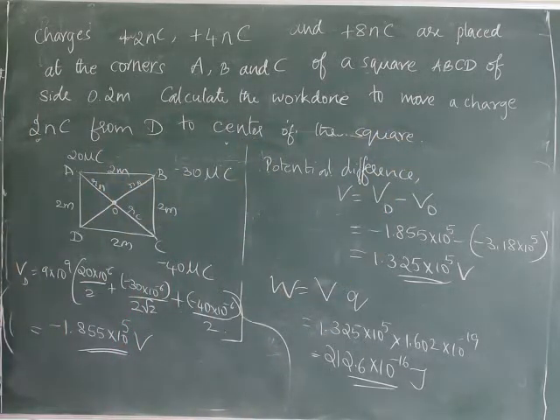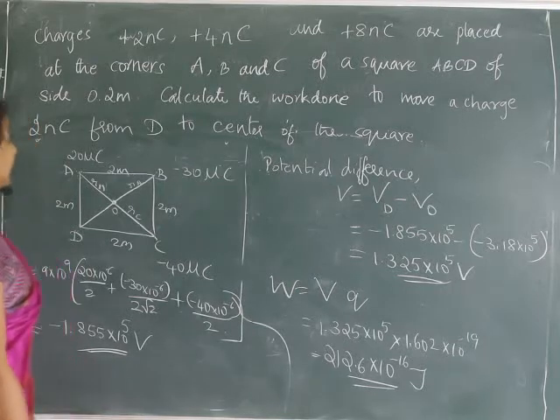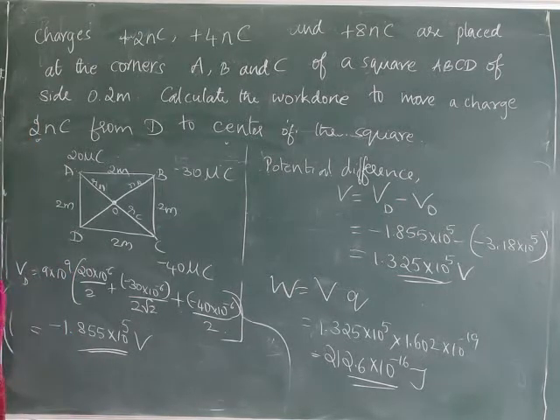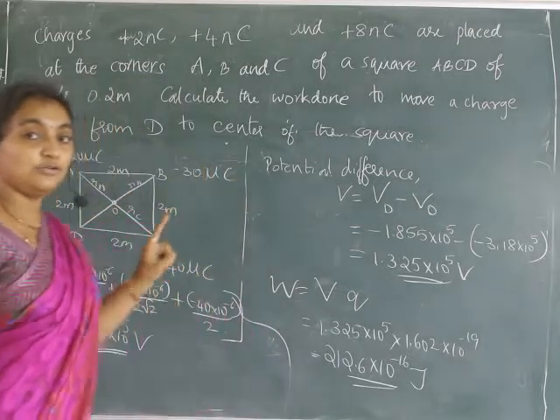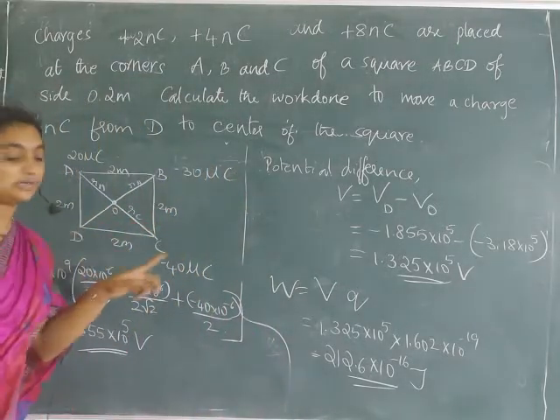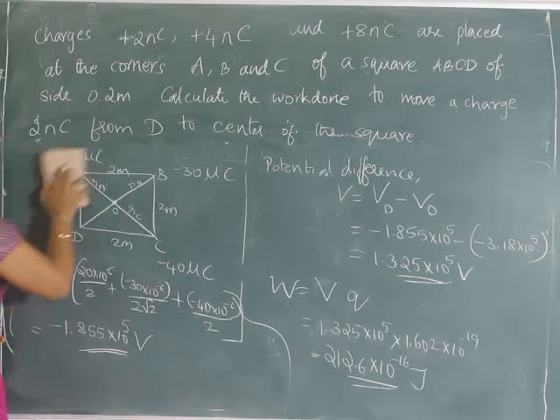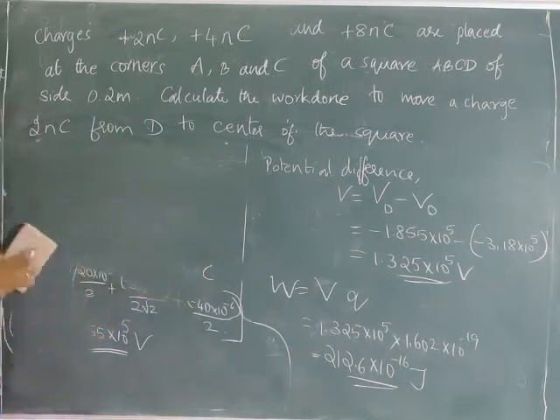Charges plus 2 nanocoulomb, plus 4 nanocoulomb and plus 8 nanocoulomb are placed at the corners A, B and C of a square ABCD of side 0.2 meter. Calculate the work done to move a charge 2 nanocoulomb from D to the center. The earlier problem was that you have to move an electron from the center to D. Now you have to move it from D to the center of this square. So what you have to do, just like the previous problem, try to solve.